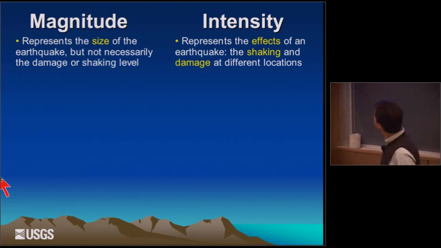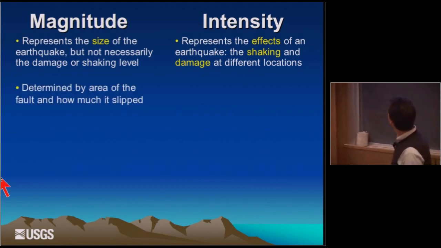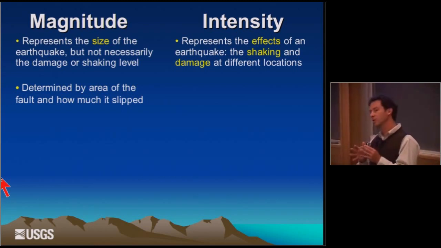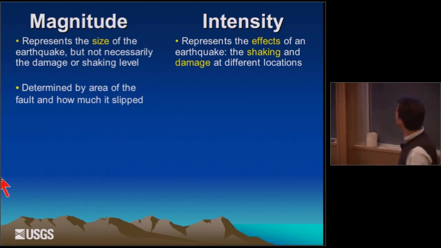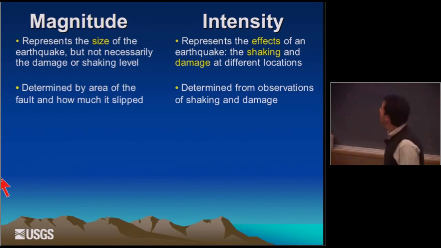from place to place. Magnitude is determined by the area of the fault and how much it slipped. So if you think about it, to have a larger earthquake, you need a larger fault. It turns out to go from magnitude 5 to magnitude 6, you need about 10 times the size of fault to do that. So you need a large fault to have a large earthquake. That'll come back to us. And intensity is determined from the observations of shaking and damage, not from the size of the earthquake. So it's particular observations of particular locations.